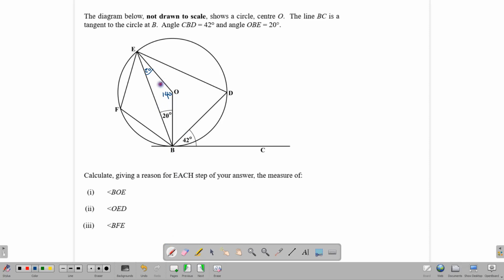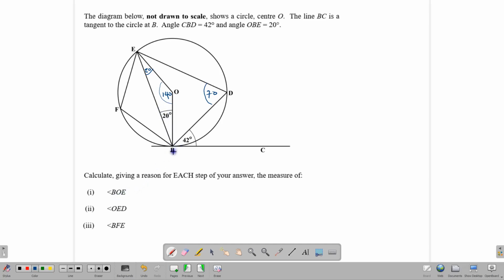If this is 140, then notice that this angle is at the center, and this one all the way over here is at the circumference. So this one is going to be half of that. We don't know if they're going to ask us about it. Just fill in information based on what you see, so that it makes it easier to work out. All right, we're filling in what we know. So let's answer the question now.